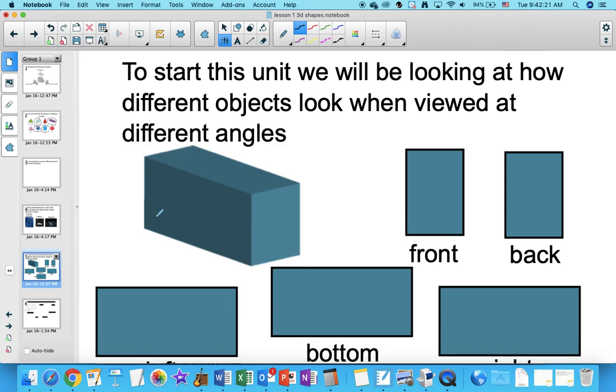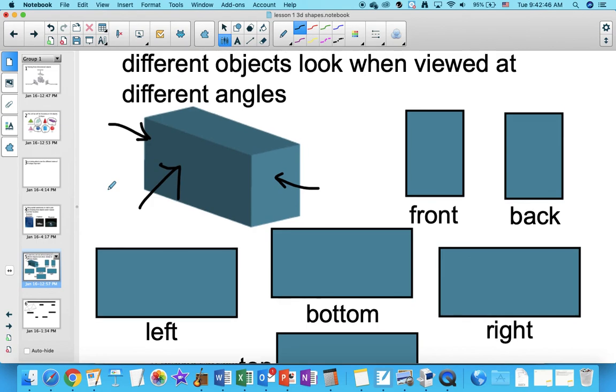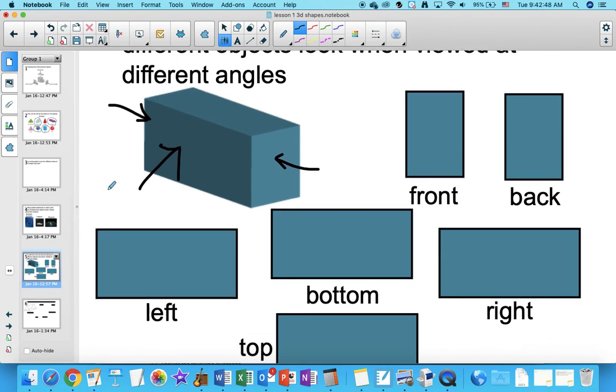So to start this unit, we're going to start off pretty easy. We'll be talking about how objects look different when viewed at different angles. So if we were to look at this rectangular prism, right, it's a prism, and we look at it from the front, well, from the front it just looks like that. From the back, the opposite side, it looks like that. And all the other sides look like this, right? That's pretty simple.